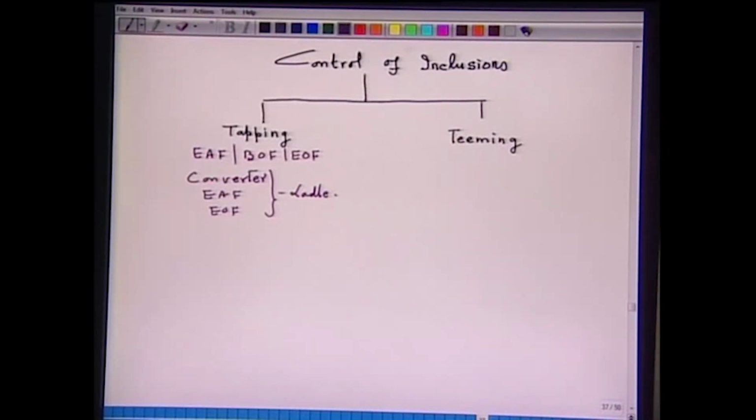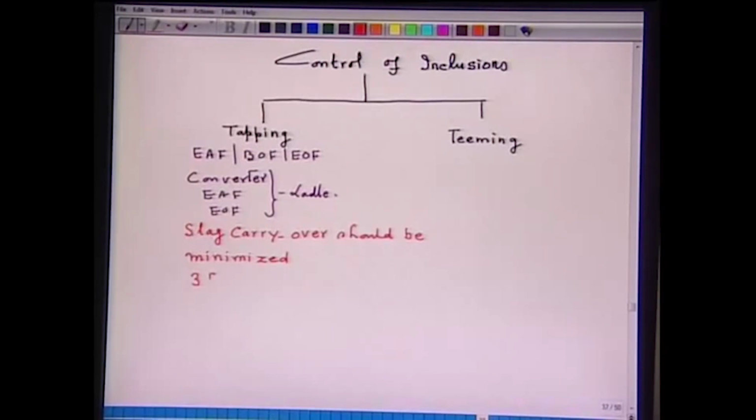What happens during tapping? During tapping, slag carryover should be minimized. Because whether converter or EAF or EOF, whatever the steel unit be, the steel is covered by a slag. So, during tapping the carryover slag should be minimized. Why? Because the slag is highly oxidizing in nature. It contains FeO, it contains MnO. If this oxidizing slag is carried over during tapping into the ladle, then whatever amount of aluminum is added into the ladle will react with the FeO and MnO of the carried over slag and form the inclusions. How will it form?